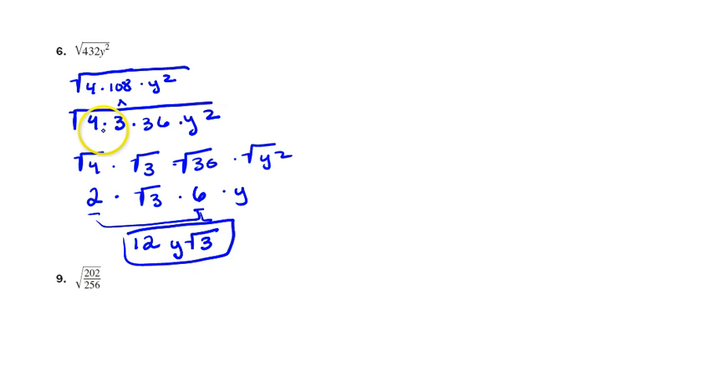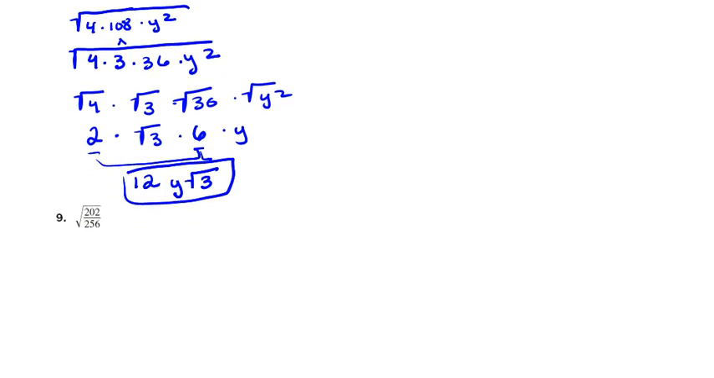And that would be my answer simplified. So first, I factored out my 432. I separated them out into separate square roots. I solved the square roots that could be simplified, and I did the multiplication. Now let's look at a quotient principle square root. For this one, I have the square root of 202 over 256. Again, I can rewrite this as the square root of 202 over the square root of 256.